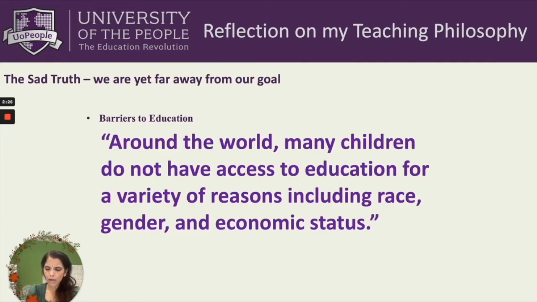Looking back on all the assignments I have completed till now, my mind goes back to one of the statements in the written assignment under Unit 5: around the world, many children do not have access to education for a variety of reasons, including race, gender, and economic status. This really woke me up as I realized that despite so many things being done, we are still far away from our goals, which is really very sad.